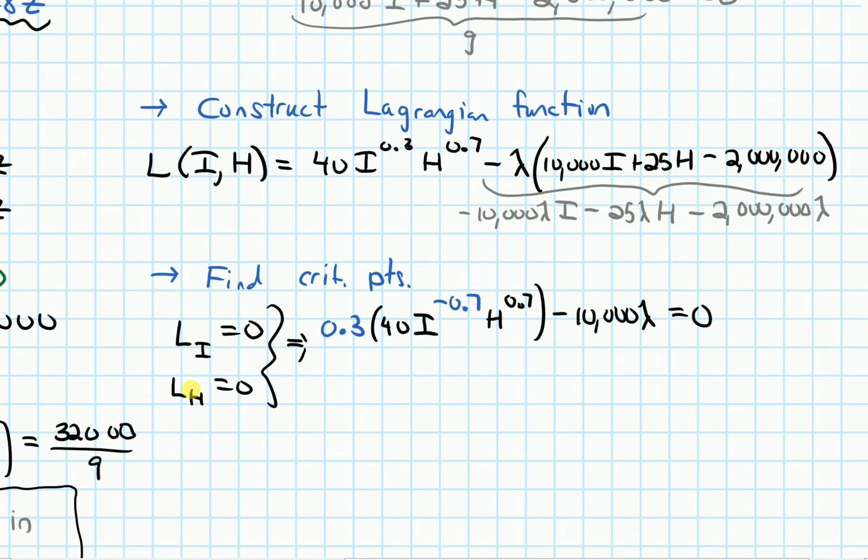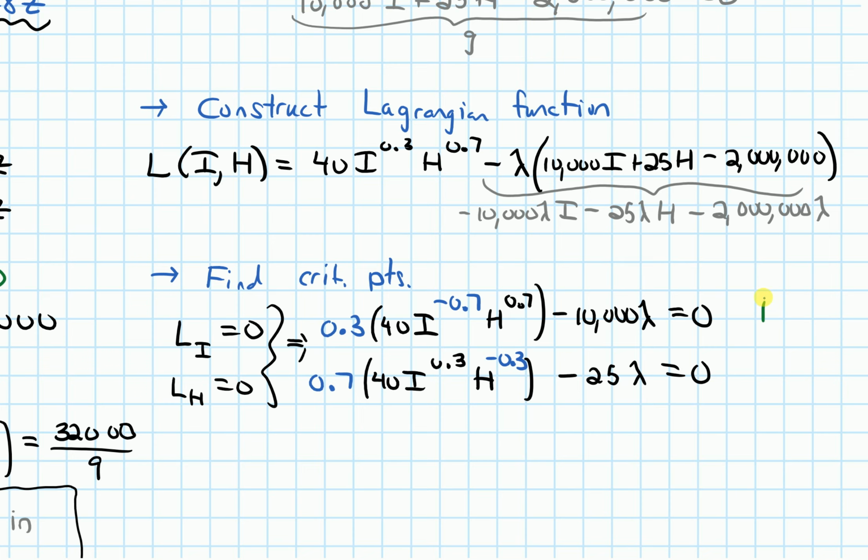Now the partial with respect to h. The power rule says the 0.7 is going to come down, and that will multiply the 40 I to the 0.3, and then we'll get h to the, I subtract 1 from 0.7, negative 0.3. Out of the remaining 3 terms, the only one that's not going to be 0 is the minus 25 lambda h, and that partial will give me minus 25 lambda equals 0.